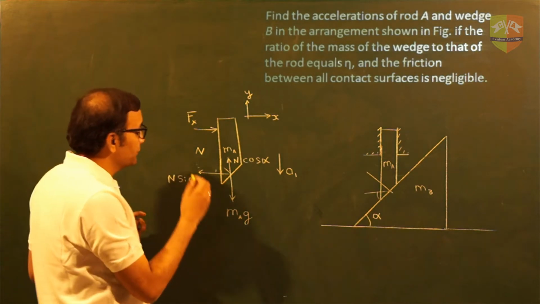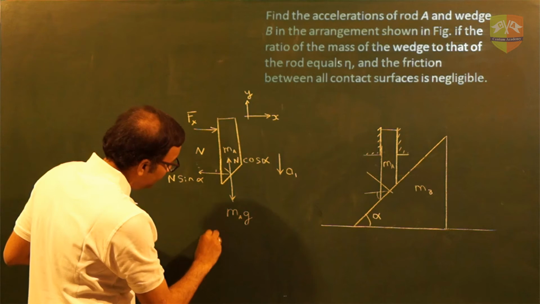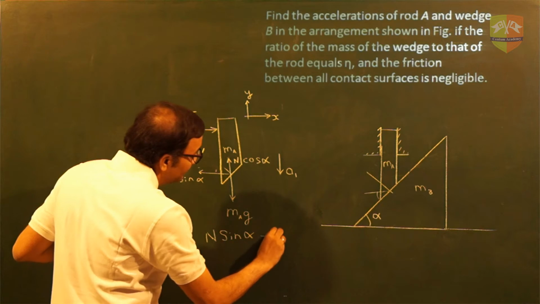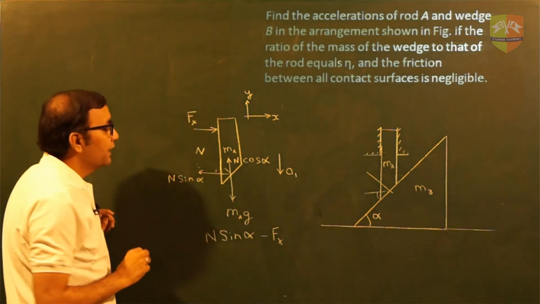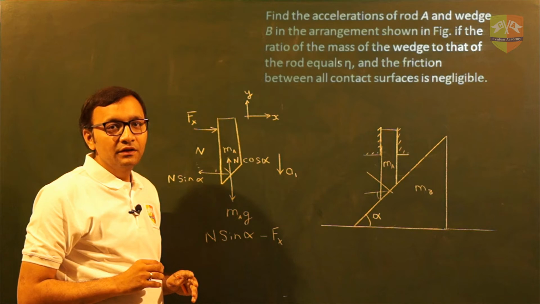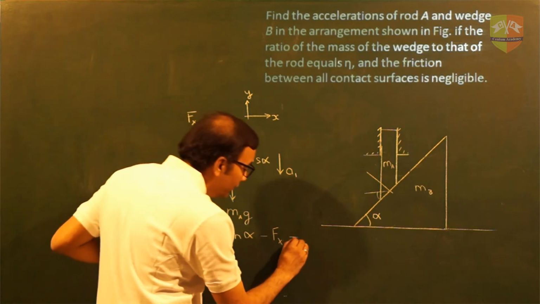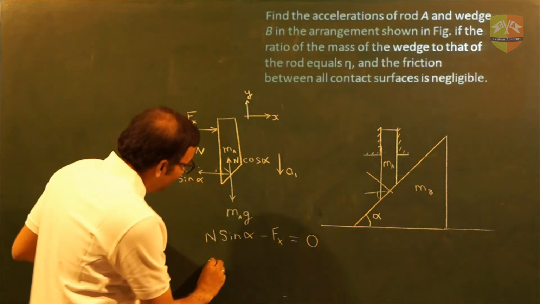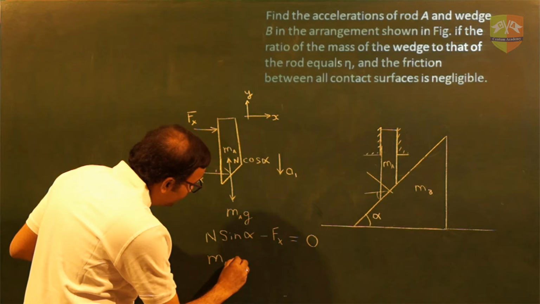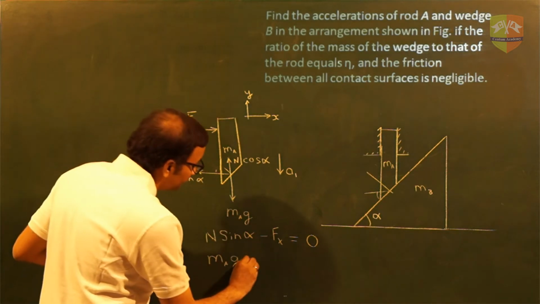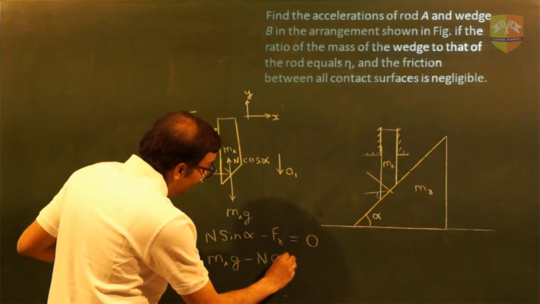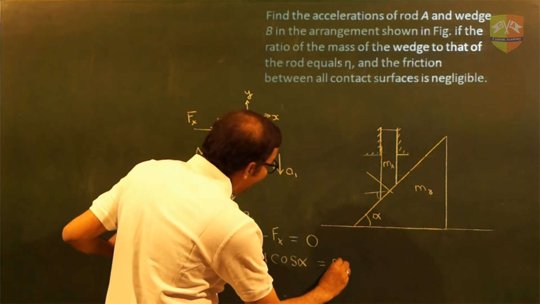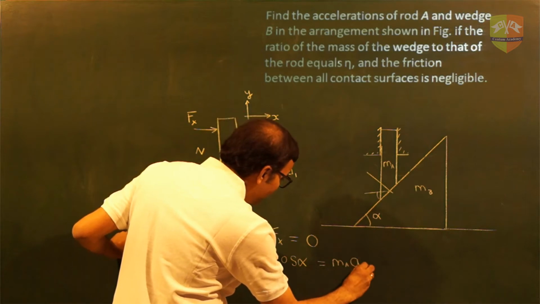So along x direction you have what are forces? N sine alpha minus Fx, right? Is there any acceleration along x-axis? There is no acceleration, right? So this will be equal to 0. And along y-axis you'll see that there is mg force, there is N cos alpha force, and this will be equal to MA into a1.